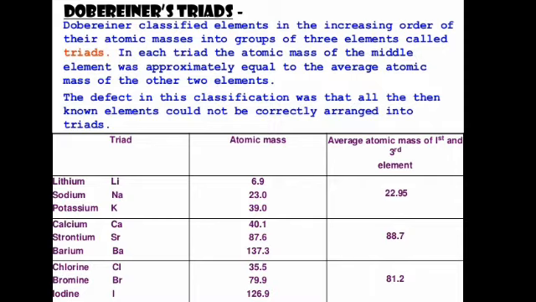For example, one of the triads was lithium, sodium and potassium. When they were arranged in the increasing order of their atomic masses, that is lithium 6.9, sodium 23 and potassium 39, the average atomic mass of the first and third element was 22.95, and it was approximately equal to the atomic mass of sodium, that is 23. So in this way Dobereiner classified the elements on the basis of their atomic masses into 3 triads, and this classification was known as Dobereiner's triads, but it had many limitations.